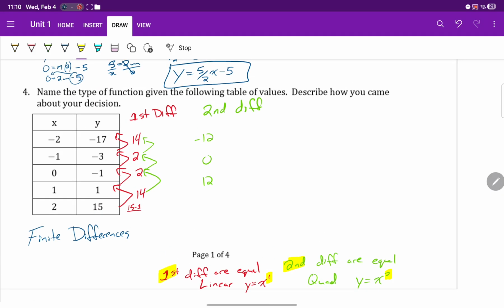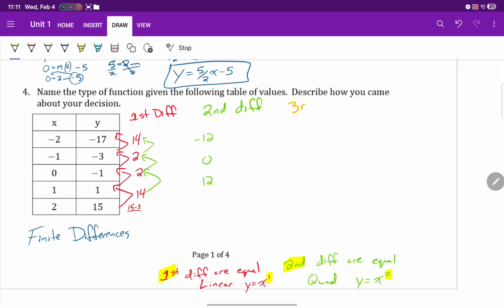Last year what you would have done, and I put this question on here just so I could talk about this specific idea, you would have stopped there. You would have said, well, our first differences aren't the same, our second differences aren't the same, so this is neither a linear nor a quadratic function. If that happens this year, we're going to go further than that. We're actually going to look at higher degree functions.